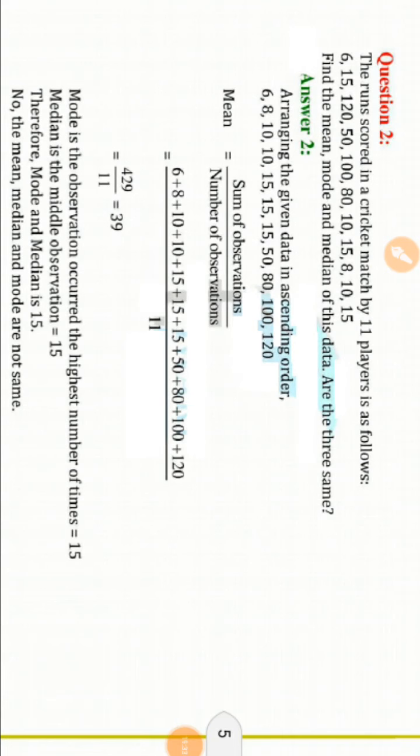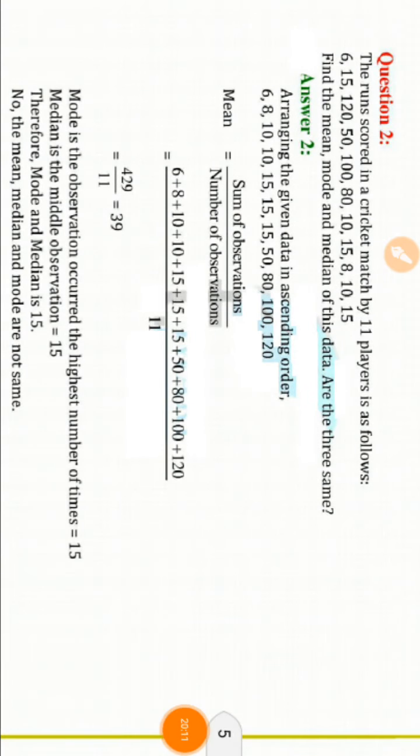So the question is, the runs scored in a cricket match by 11 players are as follows. Exercise 3.2 depends on the mean, median and mode. 6, 15, 120, 15, 50, 100, 80, 10, 15, 8, 10, 15. These are the runs scored in a cricket match by 11 players. Find the mean, mode and median. Are the three the same?